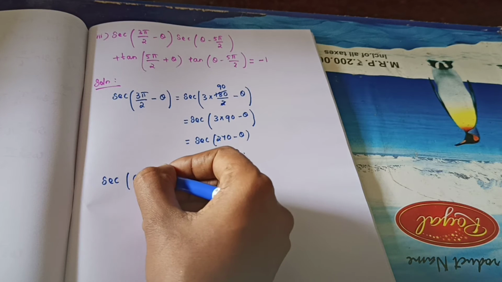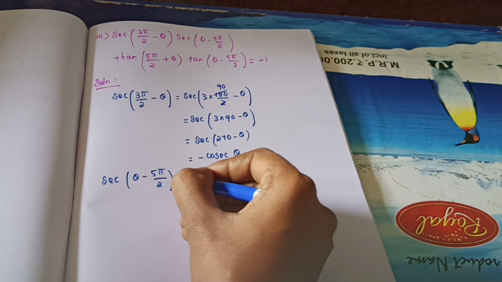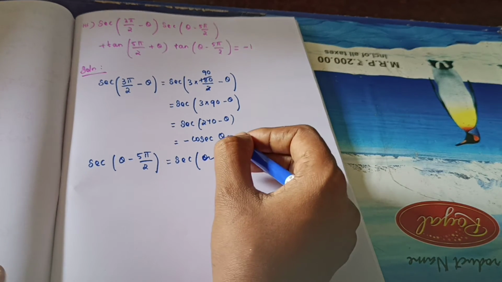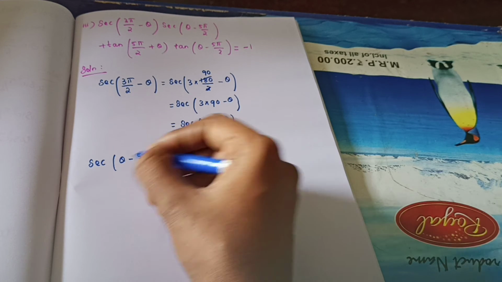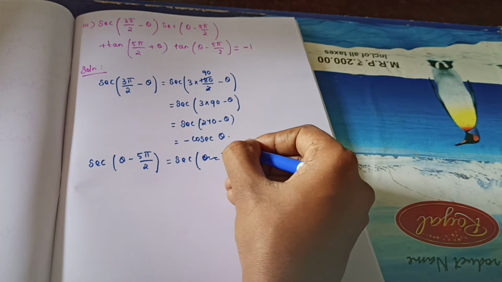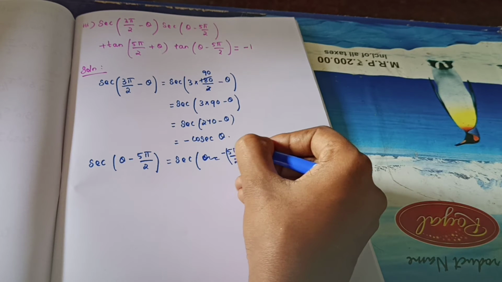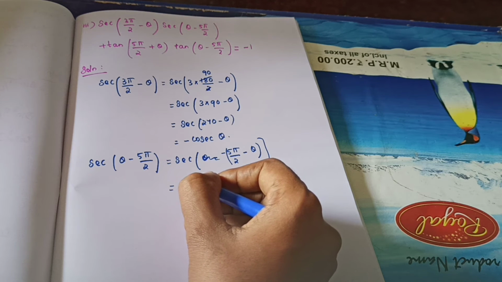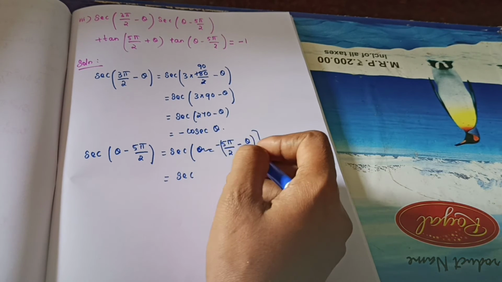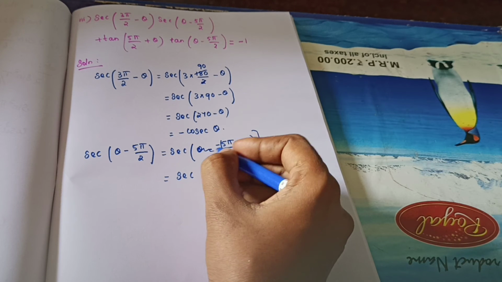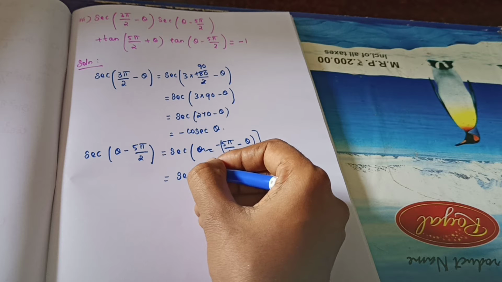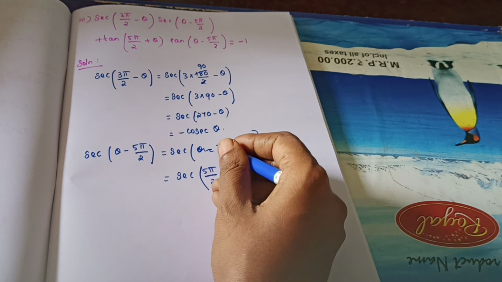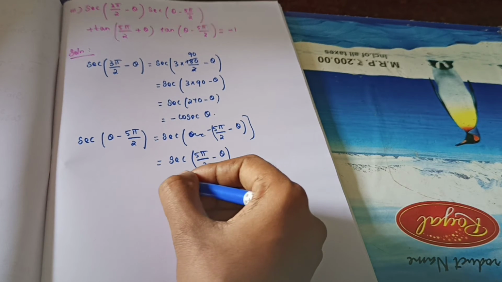Secant of theta minus 5 pi by 2. That's equal to secant of theta minus 5 pi by 2 is there. But we know all the formula 90 minus theta, 270 minus theta. So you can change it here. That is minus 5, you can take outside. So minus 5 by 2 minus theta. You need to change like this. So keep it in mind. The secant is an even function. That is secant of minus theta, secant theta. Correct? So secant of 5 pi by 2 minus theta. Understand? It's an even function.